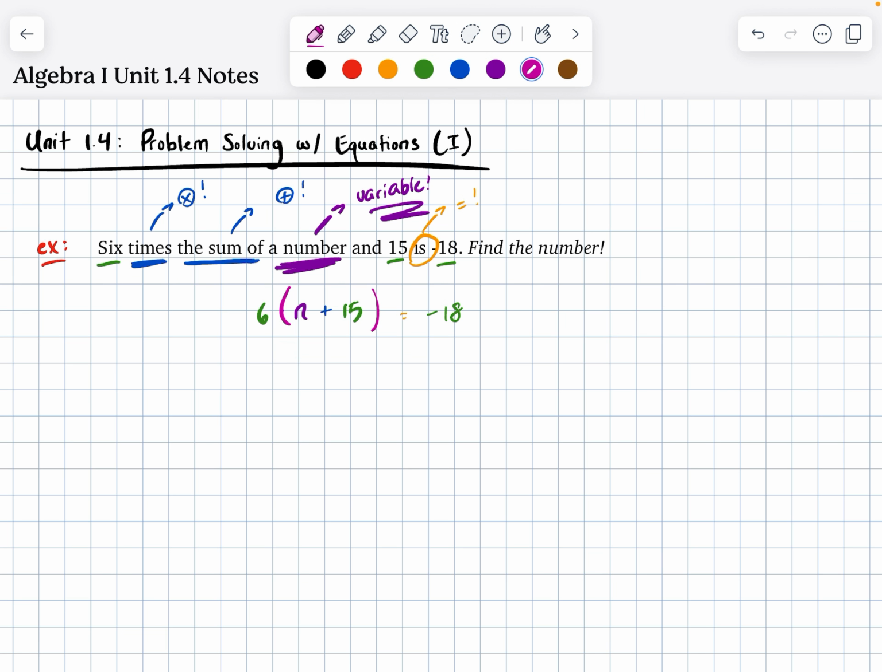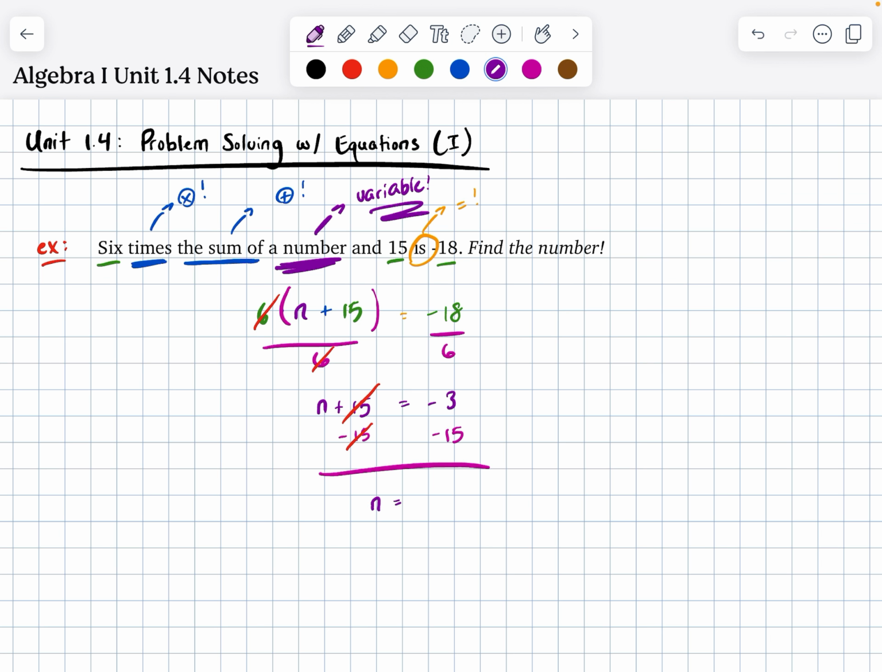Remember back from class 1, a more efficient strategy rather than distributing: let's start by dividing both sides of the equation by 6. So 6 divided by 6, these will undo each other. I'm left with just the n plus 15 on the left. Then on the right side, I have negative 18 divided by 6. Well, that's negative 3. And then one thing standing between me and n by itself is that pesky 15. Let's undo it with a negative 15. 15 minus 15, this is 0.